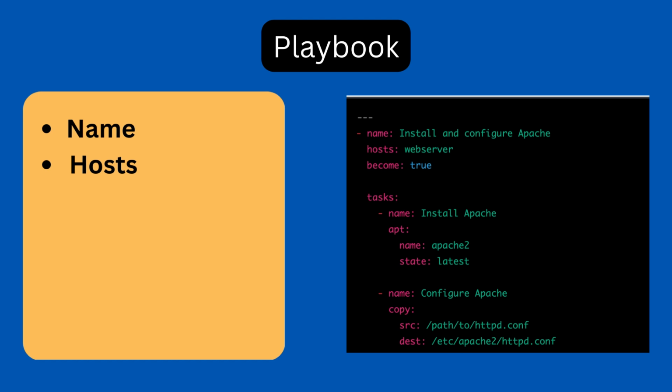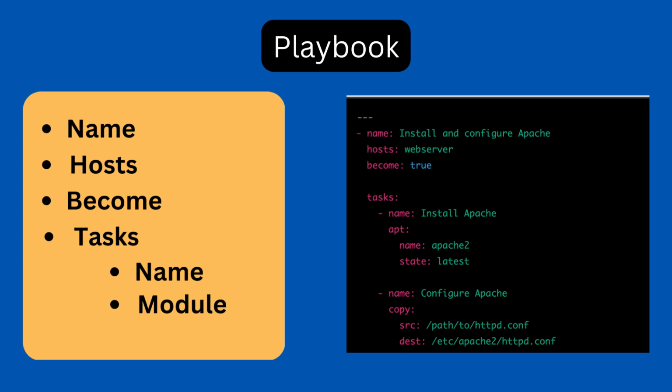Next, we will use the become key to get sudo privileges to perform the required tasks. Later, we will mention each and every task which is required to configure and install Apache. As you can see here, the first task is to install Apache. So we have named the task first, followed by using the desired module and required parameters.